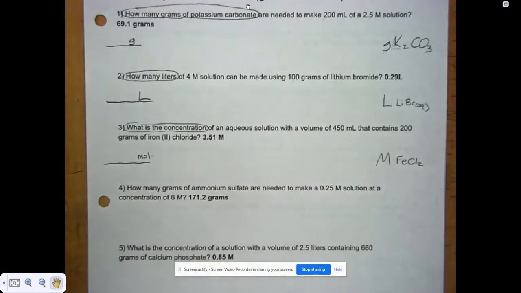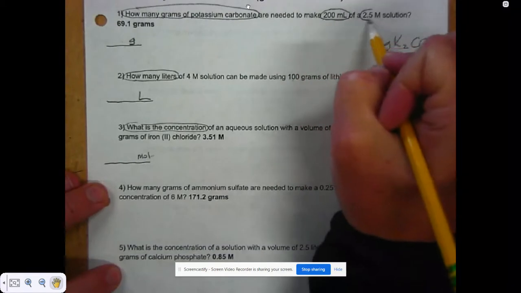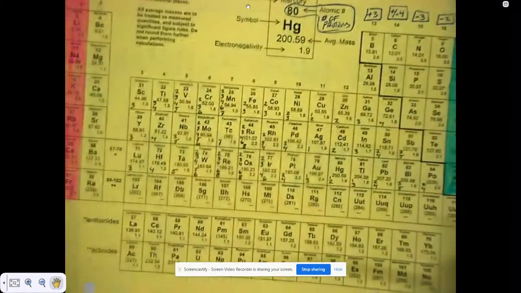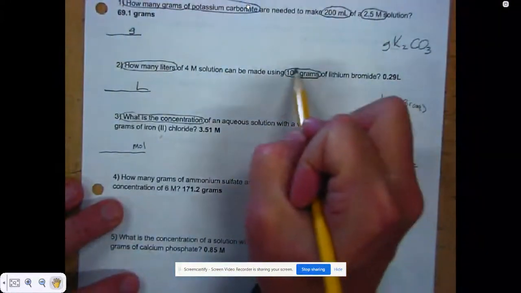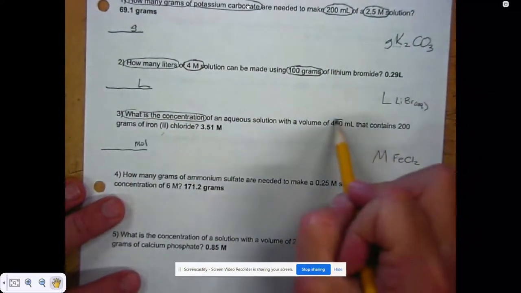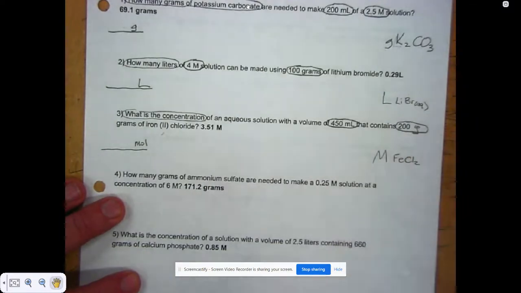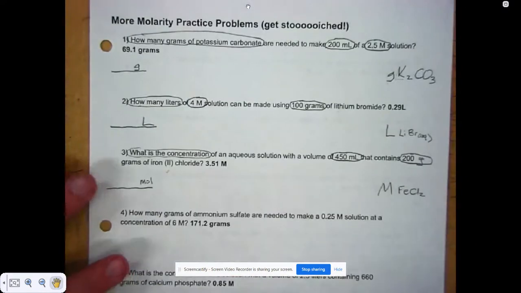Now you always have to use three numbers. You're going to have to use this number, and you're going to have to use this number, and you're going to have to use the molar mass for the chemical. So here you're going to have to use this number, this number, and the molar mass. Here you're going to have to use this number, this number, and the molar mass. So always use all three.